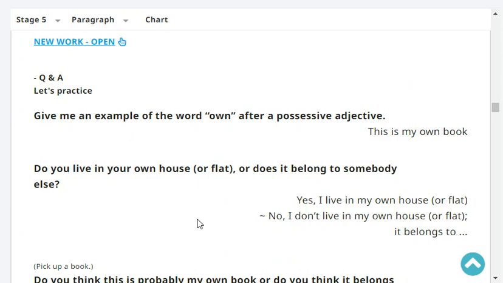Greg, give me an example of the word own after a possessive adjective, please. This is my own book. Do you live in your own house or does it belong to somebody else? Yes or no? Yes, I live in my own house.